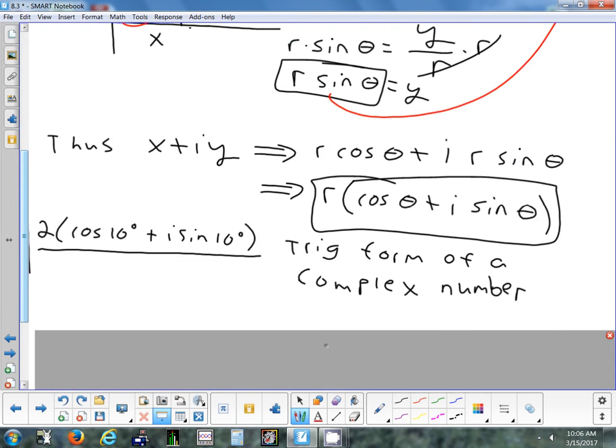Okay? If they ever ask you to change it back to standard form for some reason, then you do exactly what I said. Type in the cosine of 10 on your calculator, multiply it by 2, plug in the sine of 10 on your calculator, and multiply that by 2. The first part is the real part, because there's no I. The second part is your imaginary part, because that has the I.